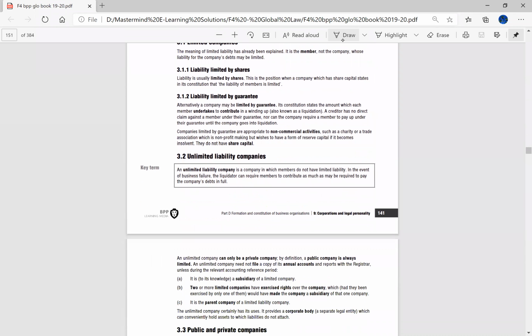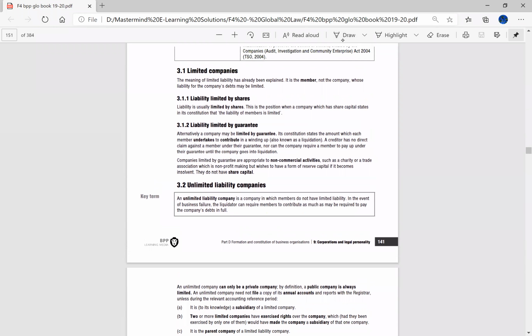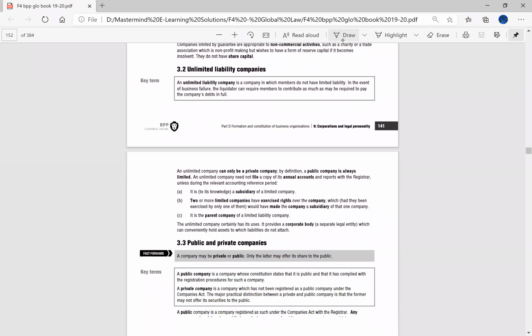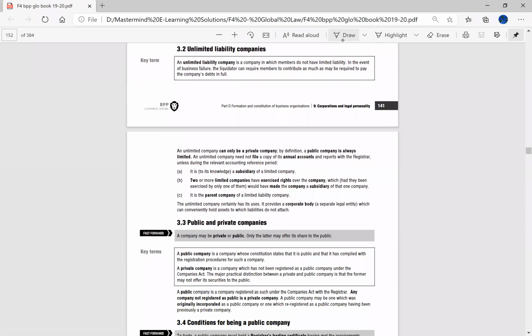Any company, I've already discussed, companies that are limited by shares or limited by guarantee. Unlimited liability companies are those companies in which members do not have limited liability. So, in case of business failure or in case of bankruptcy, the members will have to pay money, even if they have to bear it from their own pockets. Okay.